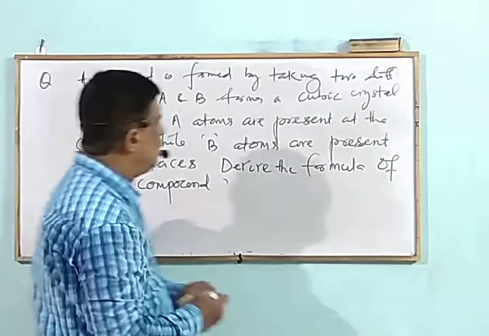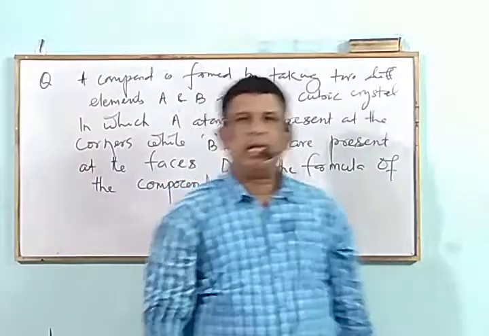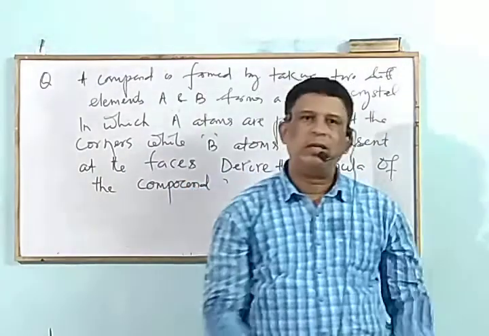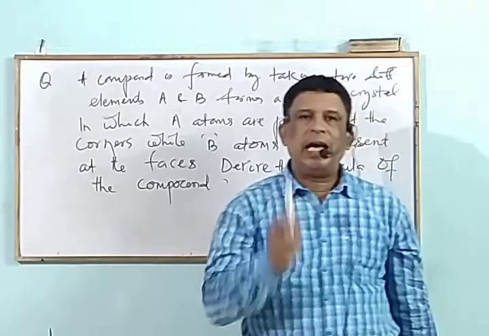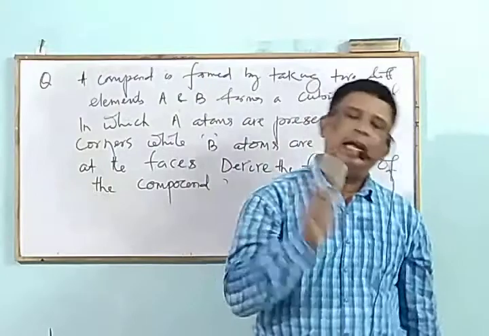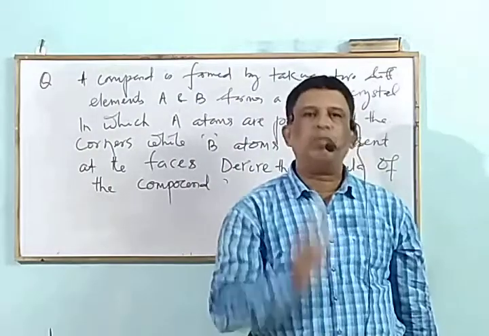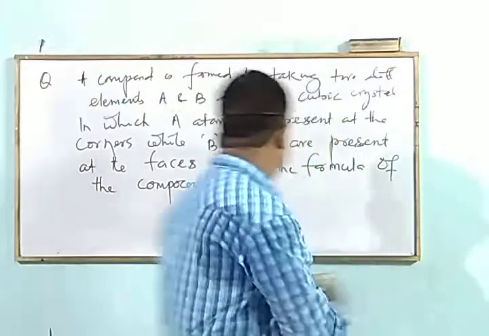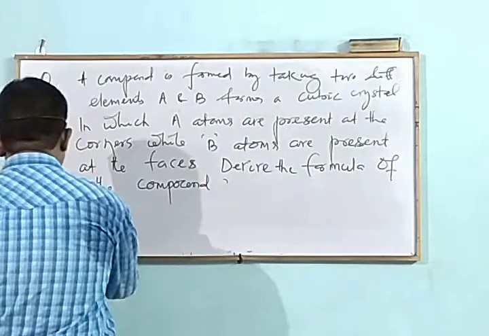Mark the question. Two types of atoms are there, that is atom A and atom B, forming a cubic structure. According to the question, atoms A are present at the corner. 8 corners are there. 8 atoms are there. For each atom, what is the contribution? That is 8 into 1 by 8. That is the answer.